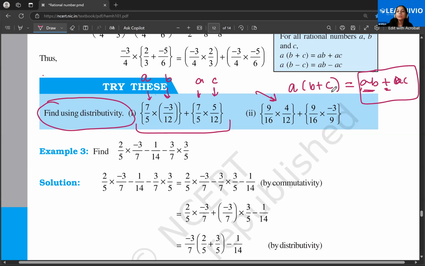Now I have to convert this into this side and then find the answer. So what does this side say? We have to write it down in this form. So A, B plus C, which is very easy. So can you tell me how to write this down?